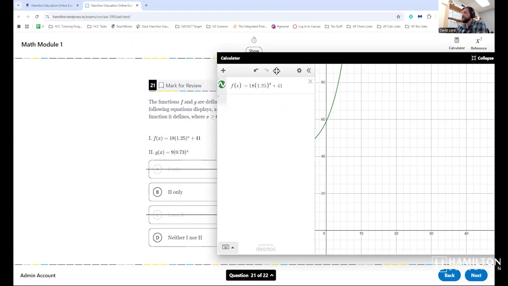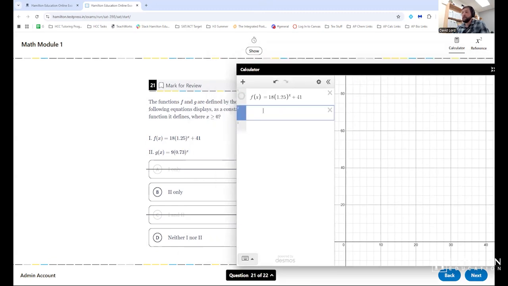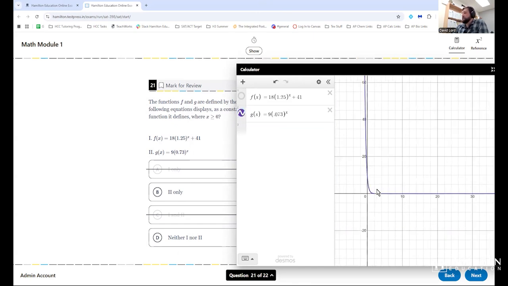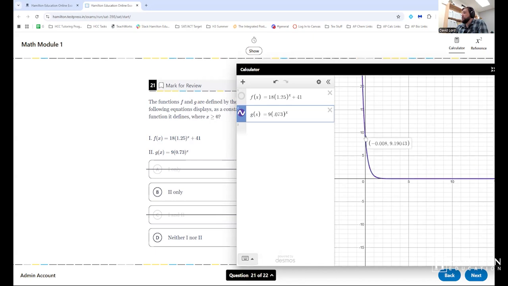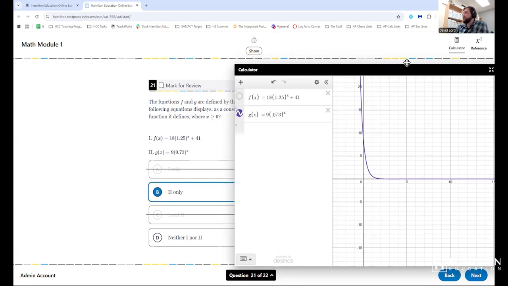All right, let's check g of x. g of x is equal to 9 times 0.073 to the x. And the key thing about this type of graph is it's an exponential decay model. And so now here x is greater than or equal to 0. We do have a maximum value of 9 here, and there is no minimum. Even though it looks like it's hit the x-axis, it gets very, very close, but never touches it. So that's why the answer was B for this question.